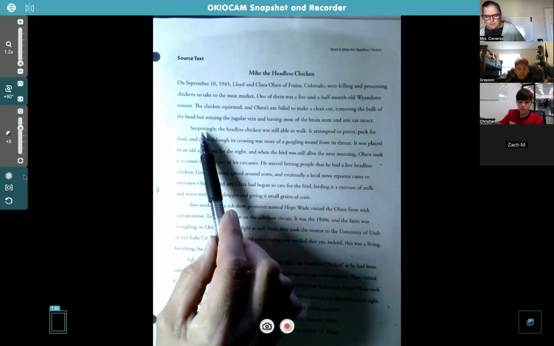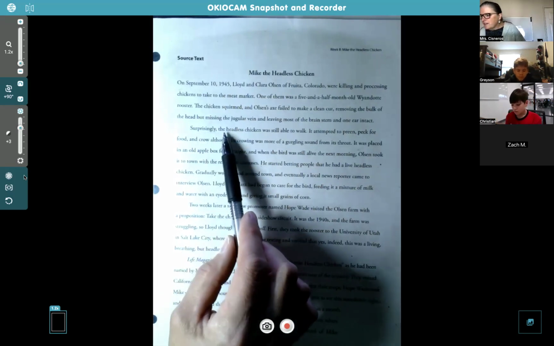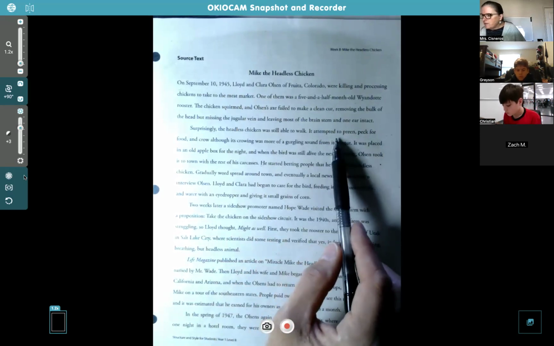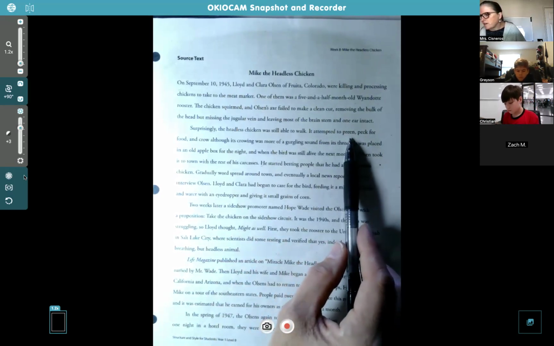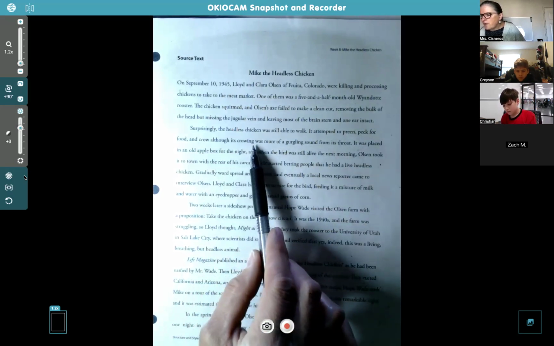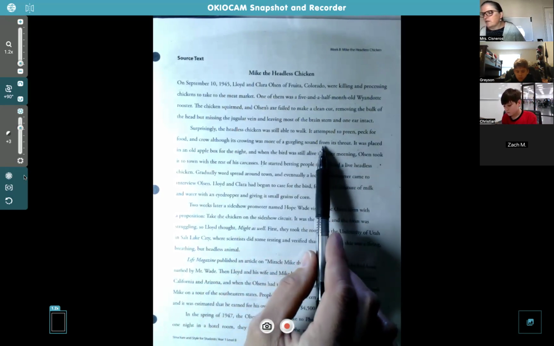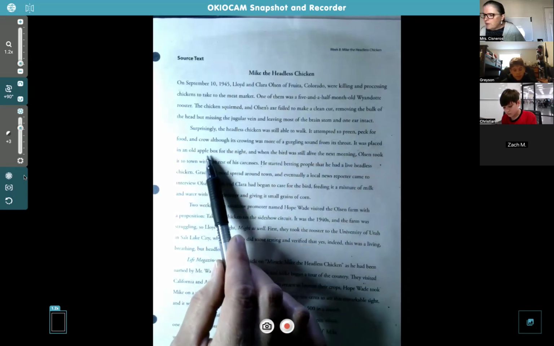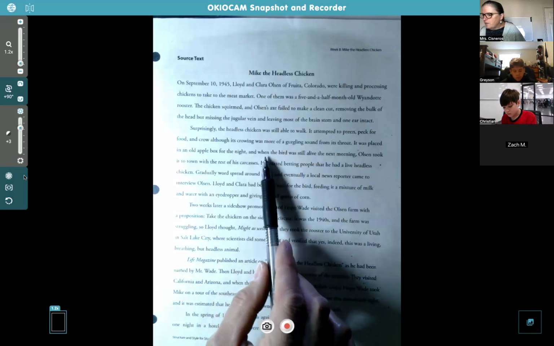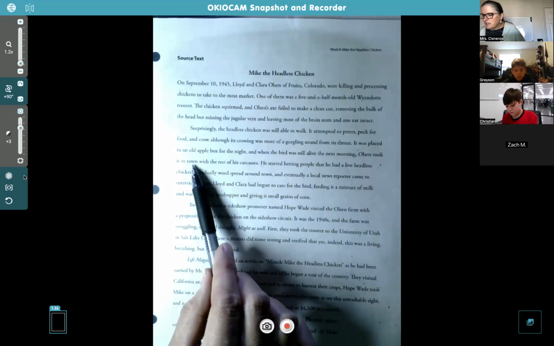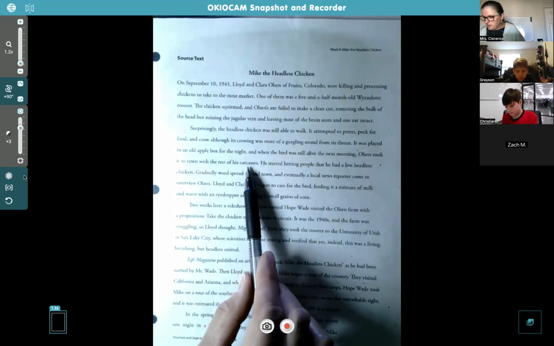So I'm going to keep going. Surprisingly, the headless chicken was still able to walk. It attempted to preen, which means like cleaning itself, peck for food, and crow, although its crowing was more of a gurgling sound from its throat. It was placed in an old apple box for the night, and when the bird was still alive the next morning, Olson took it to town with the rest of his carcasses.